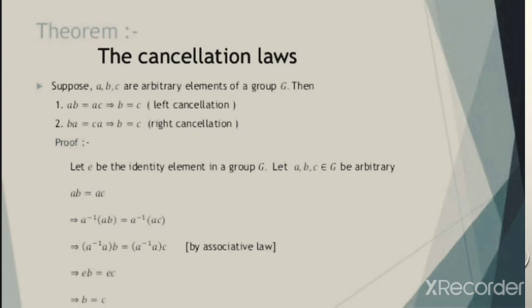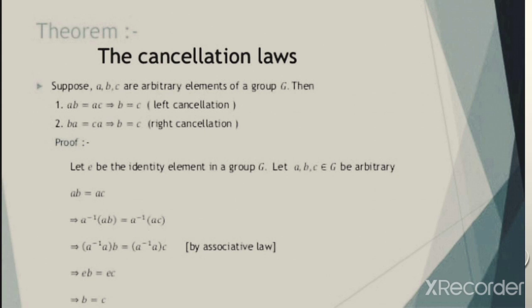Cancellation laws. If we consider a, b, c arbitrary elements of group G, then ab equal to ac implies that b will be equal to c. And second, ba equal to ca implies b will be equal to c. The first is known as left cancellation and the second is known as right cancellation.